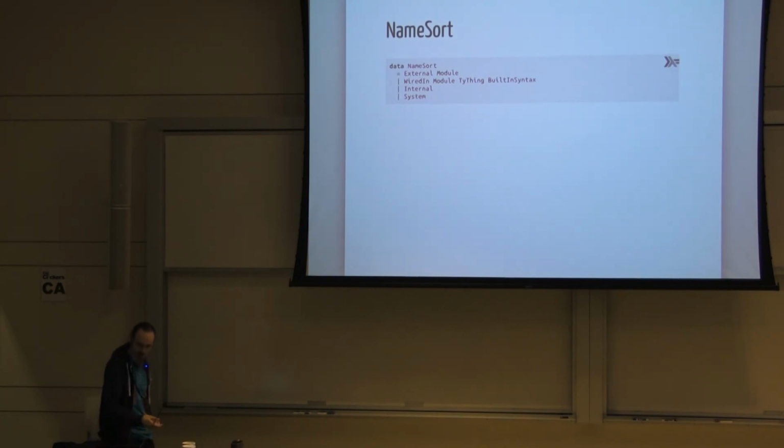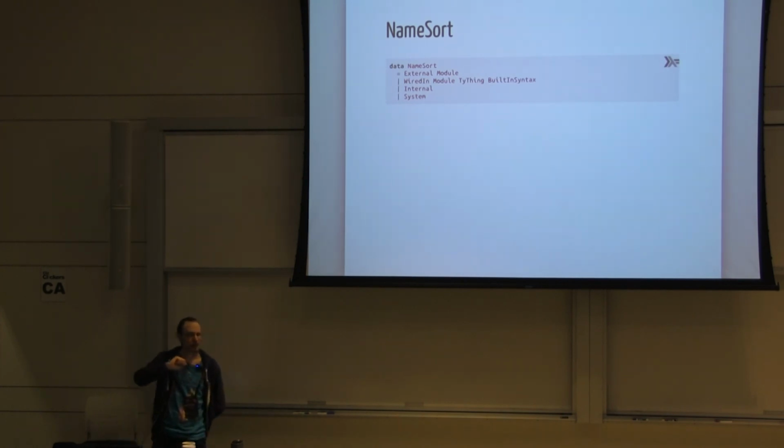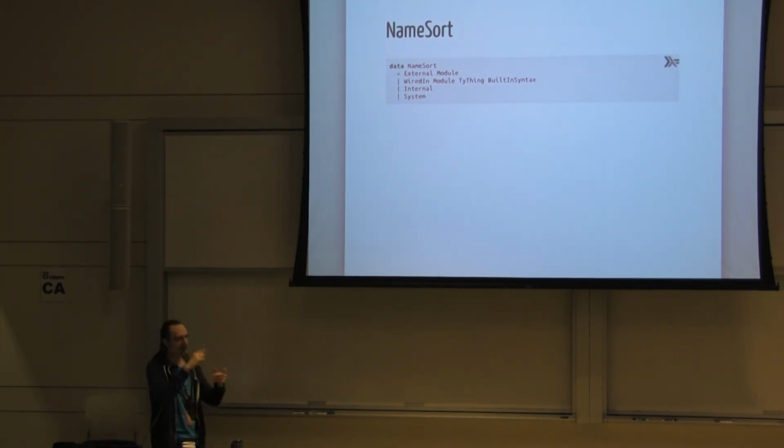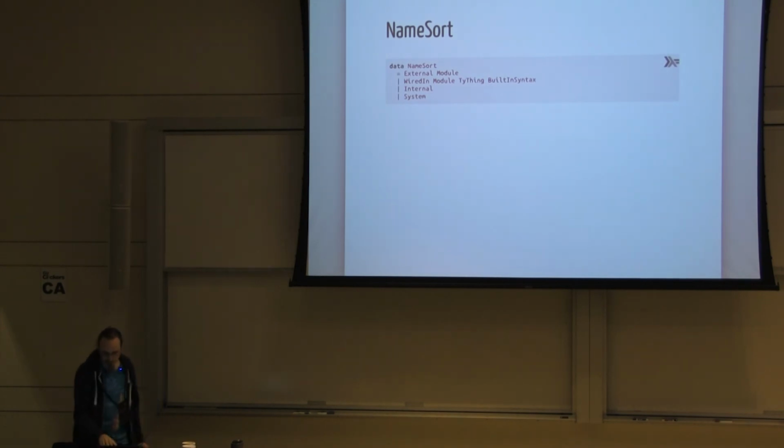So for the different name sorts we have here, there is external names, which is anything that's imported. Wired in, similar to external, but for things that are compiler magic. Internal means it's defined in the current module, so it's not actually being imported or anything. And system is something also compiler magic-y as well.